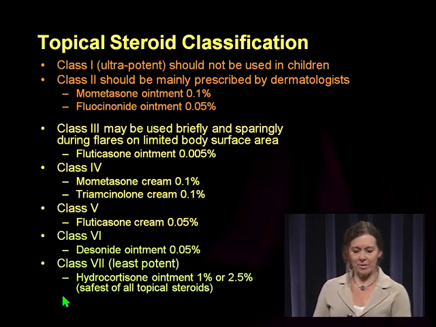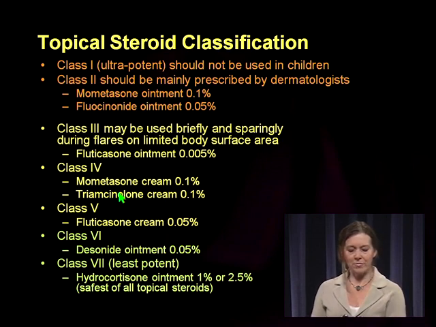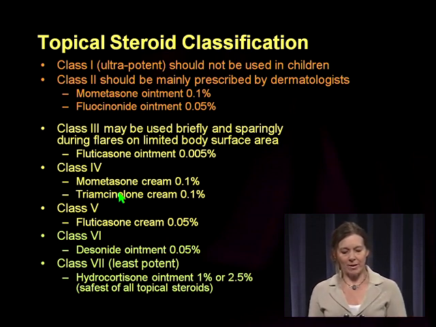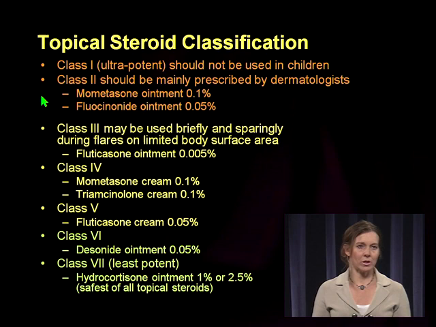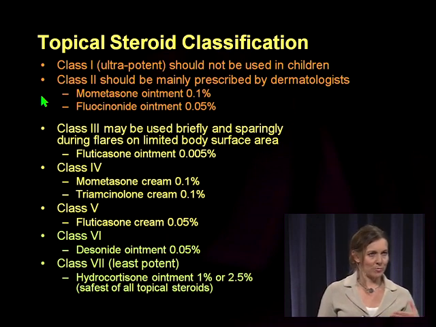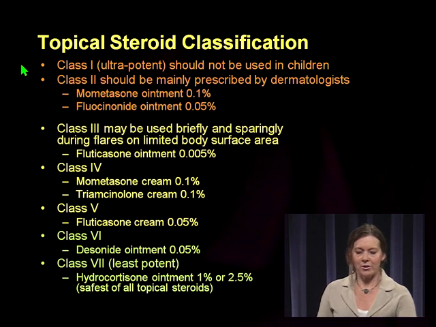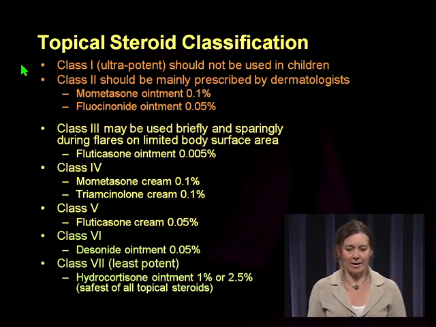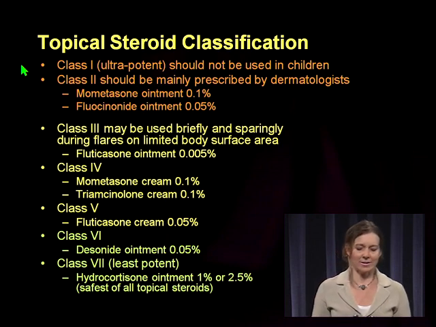Then we get up into the mid-potency. And we can see that while mometasone cream, for example, is a class 4, so mid-potency, if you use mometasone ointment, then you jump up to a class 2. So it's just important to keep that in mind, that the medicine strength can vary depending on whether it's a cream, lotion, or ointment, with ointments almost always being the strongest. And then in general, we don't use a lot of class 1 and class 2 topical steroids in young children because we worry more about those side effects that we just touched upon.